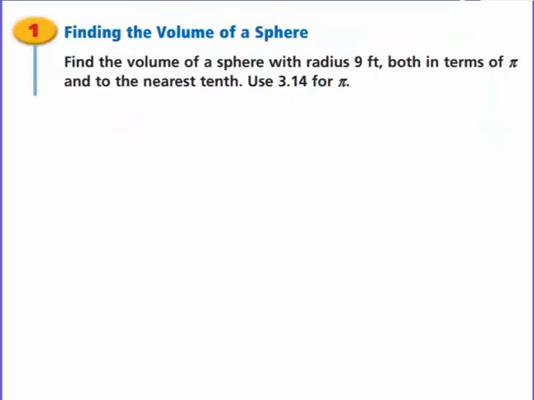So let's see if we can do that. So it says find the volume of a sphere that has a radius of 9 feet, both in terms of pi and to the nearest tenth.